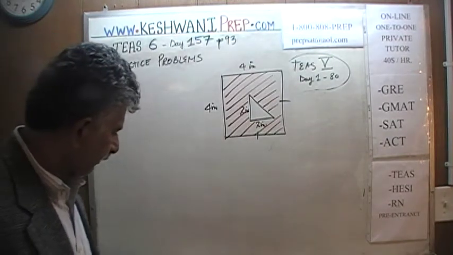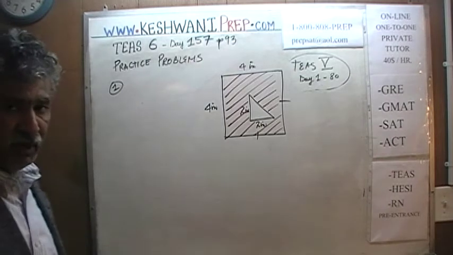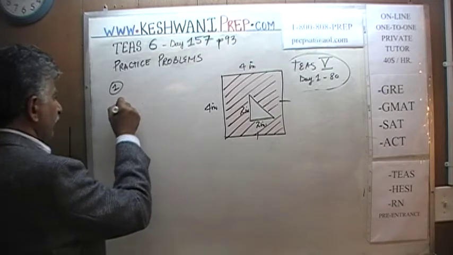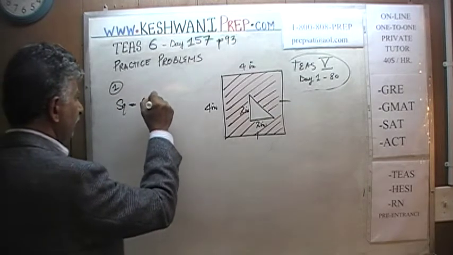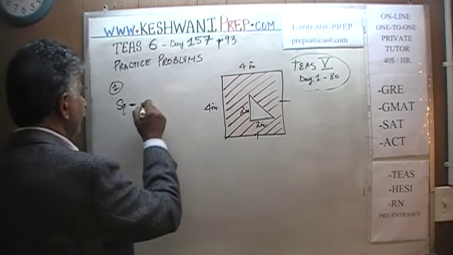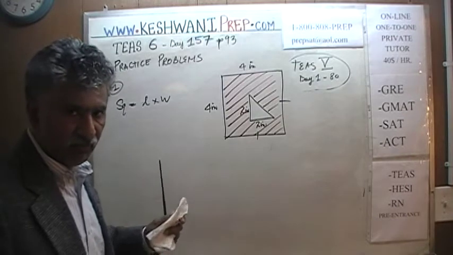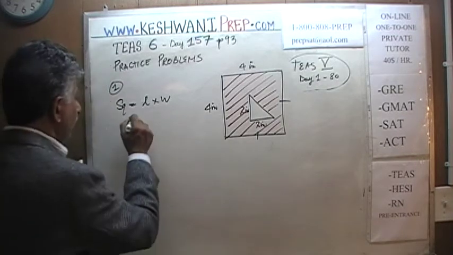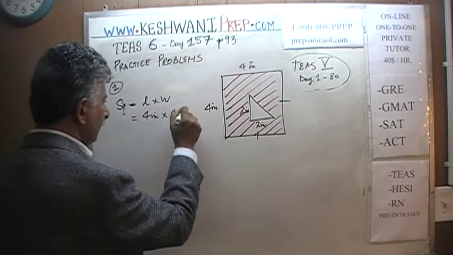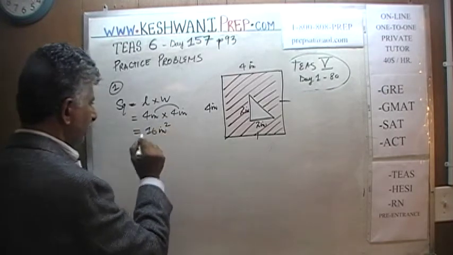Well, how do we do it? It's very simple. First, find the area of the square. Area of the square is simply length times width. And the length and the width are the same in the case of a square, because all the sides are equal. So length times width is simply 4 inches by 4 inches. 4 times 4 is 16. And inches times inches is inches squared. So that part is done.